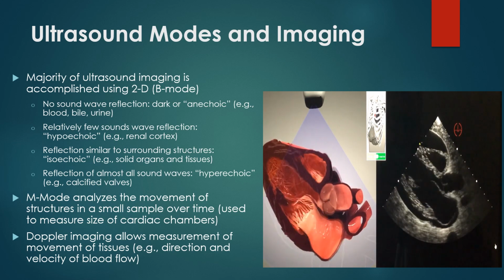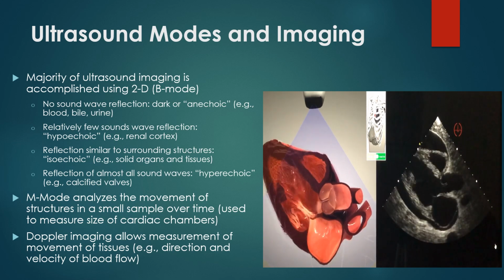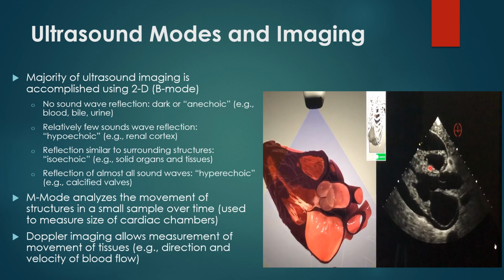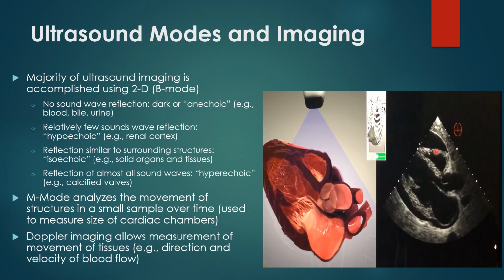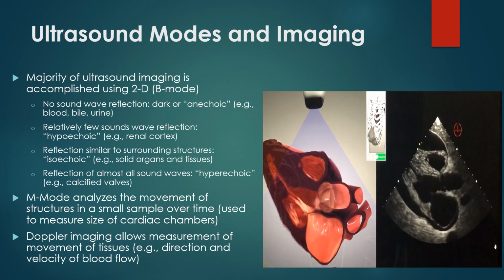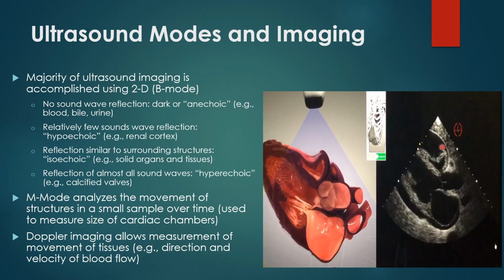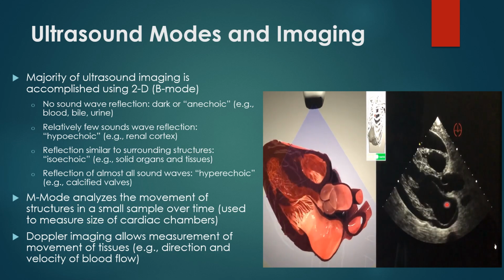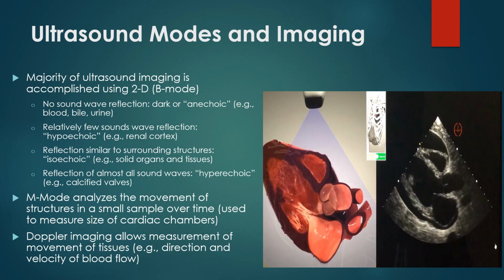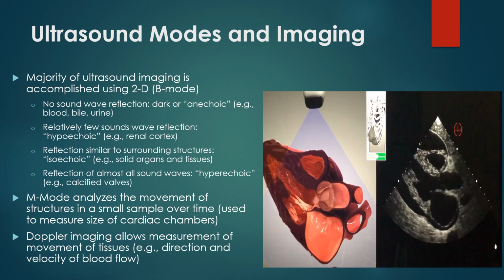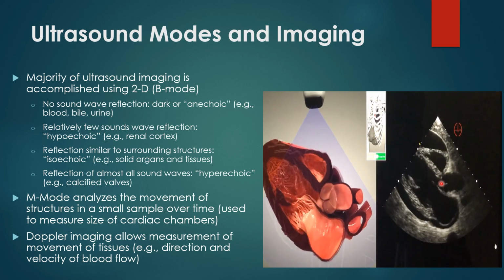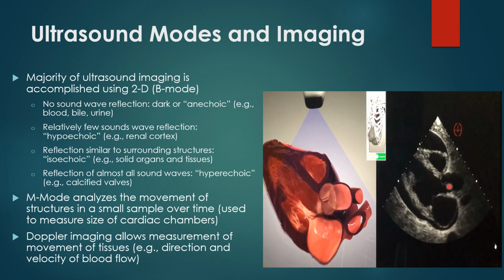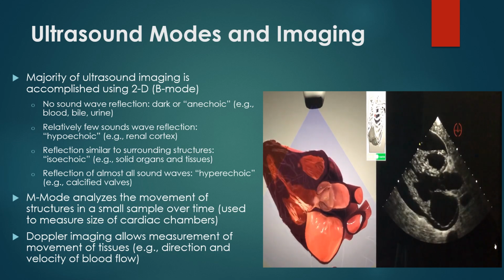Reflections similar to surrounding structures are isoechoic, like solid organs and tissues. And that's where you get a different shade of gray from the right ventricle, left ventricle, inferior wall of the left ventricle, anterior wall of the left ventricle, free wall, and the left atrium, aorta, aortic valve. In reflection of almost all sound waves, it's hyperechoic. If this aortic valve is very sclerosed or calcified, you'd see this very hyperechoic structure.